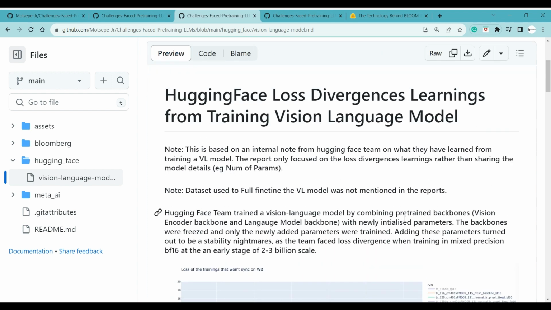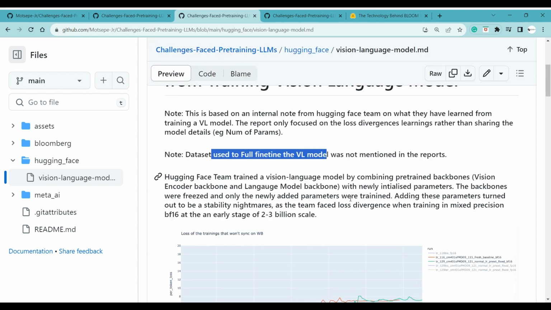So they did not share a lot of details around the number of params and the details about the models, or the data that they used to fully fine-tune the VL model. So that information was not shared. The main goal was to get across how they fought the loss divergence thing.